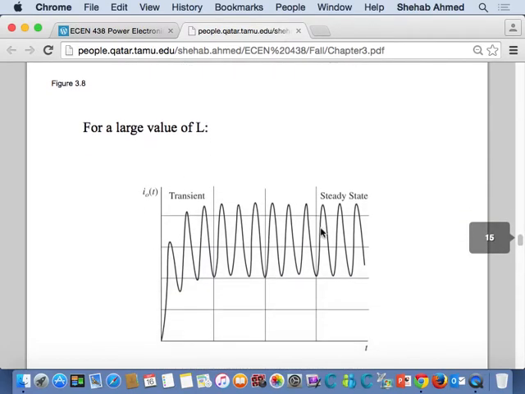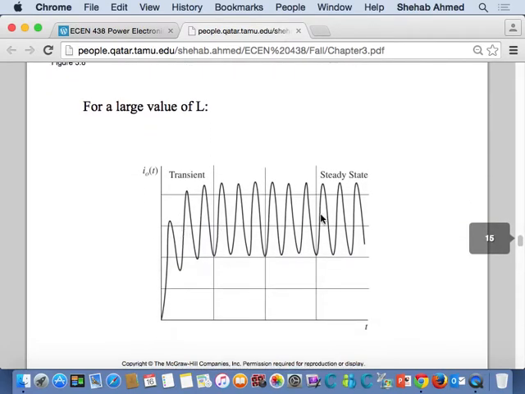Okay, so this is why this waveform is drawn. I didn't want to show this waveform without explaining it, right? So do you see why this waveform is the shape it is? It's for very large values of L. This is what happens to the current. It becomes continuous, the output current, right?